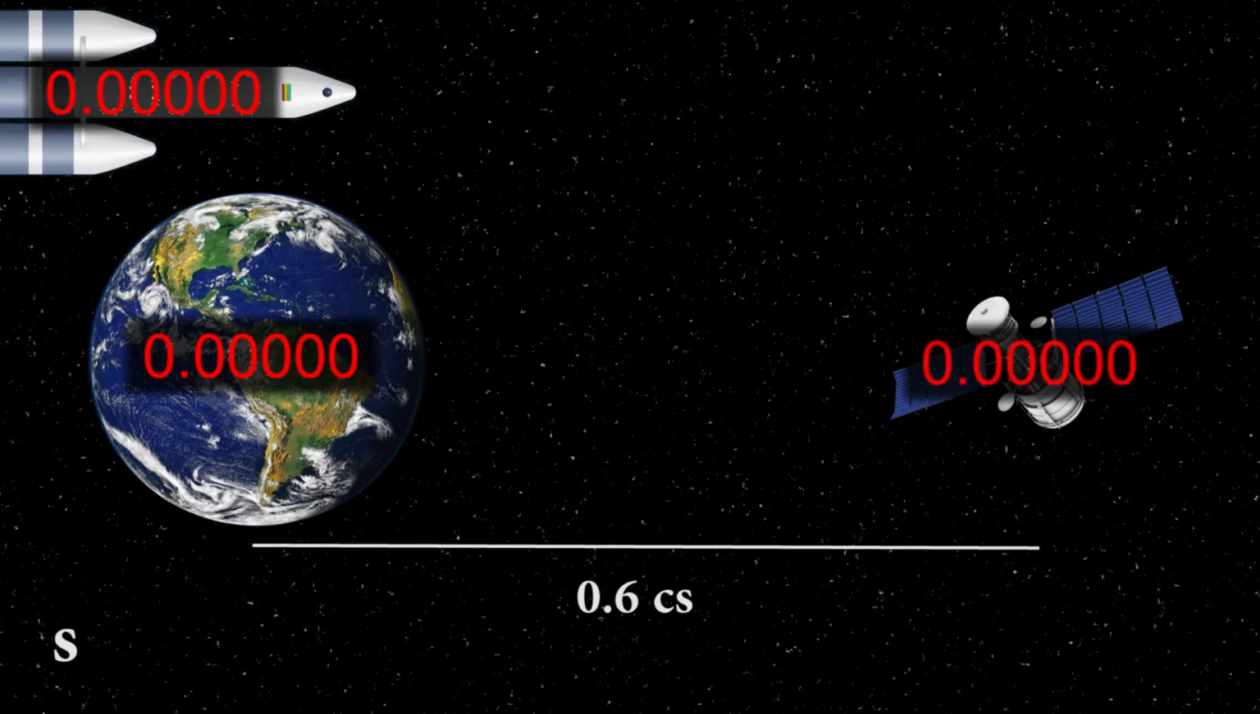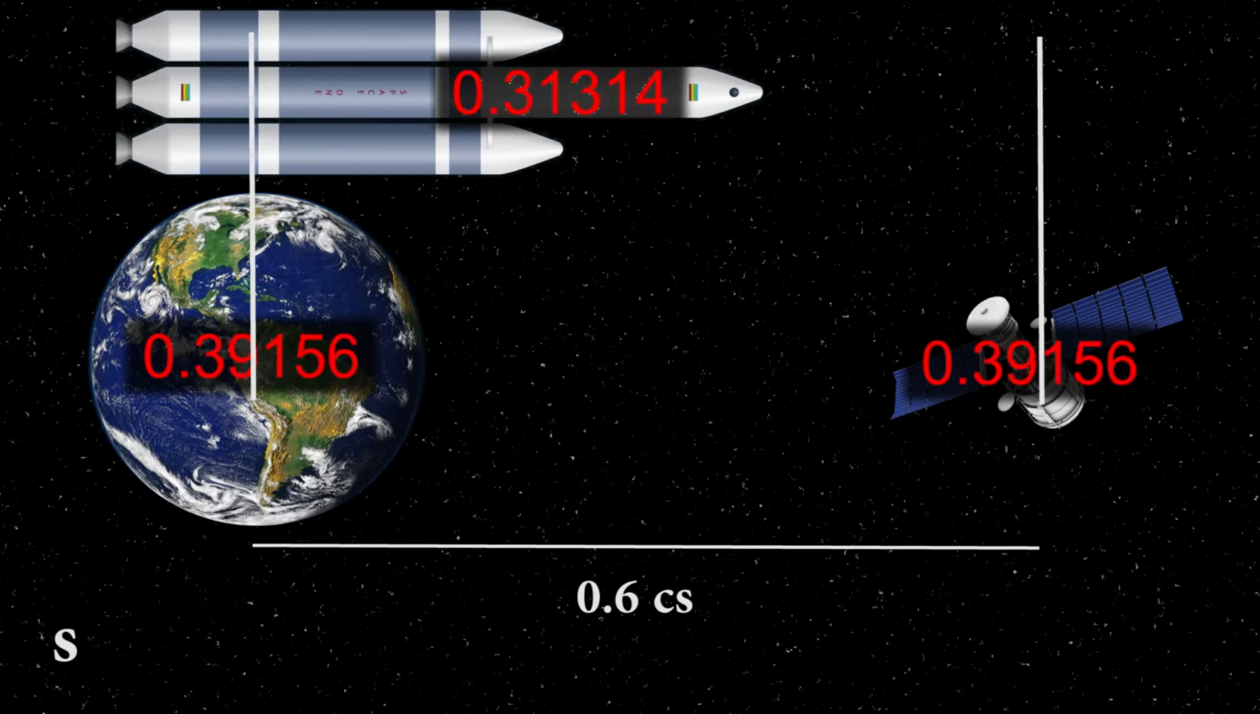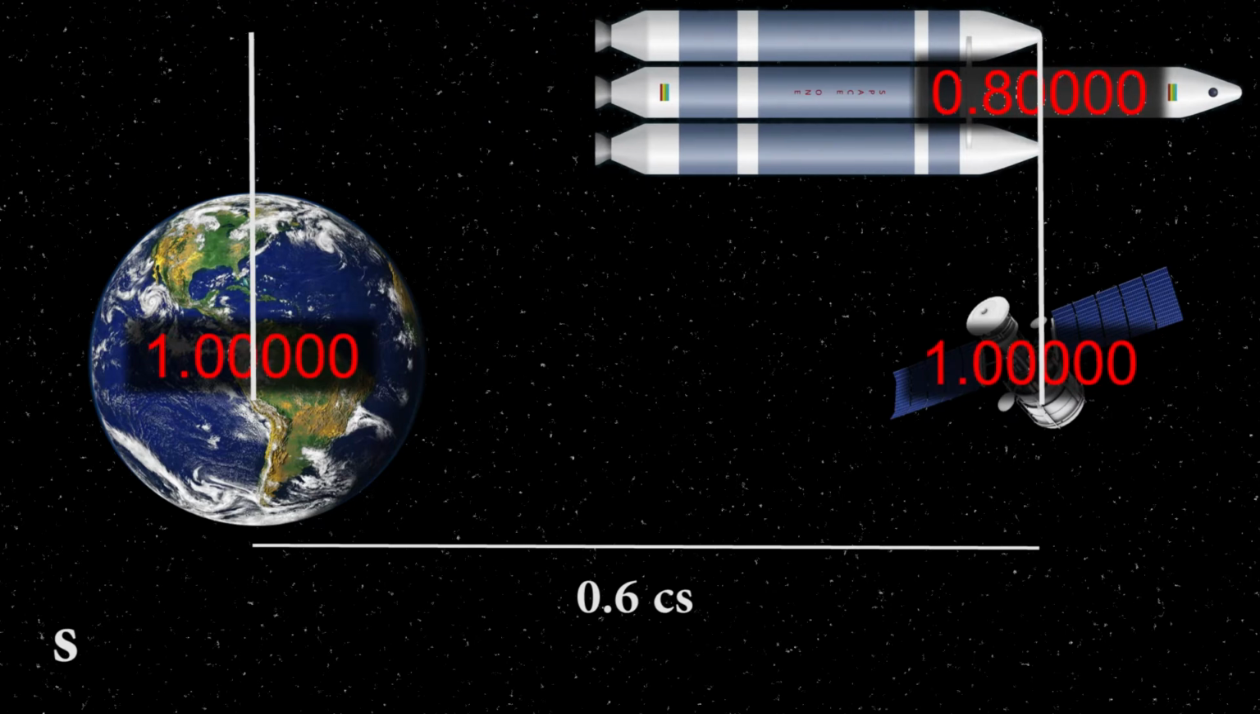Now let's have the spaceship fly by at 0.6c and see how long it takes between the two following events. First, the event of the spaceship crossing the center of the Earth, and second, the event of the spaceship hitting the satellite. So according to us on Earth and in the satellite, this process will take 1 second. Now since the relative speed of the spaceship is 0.6c, the distance between the Earth and satellite must be 0.6 light seconds. That's from our perspective.